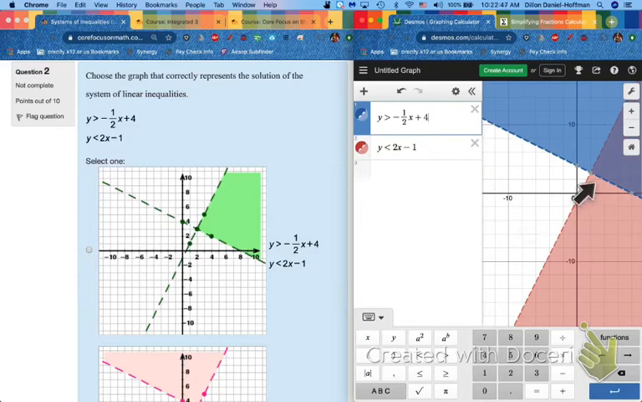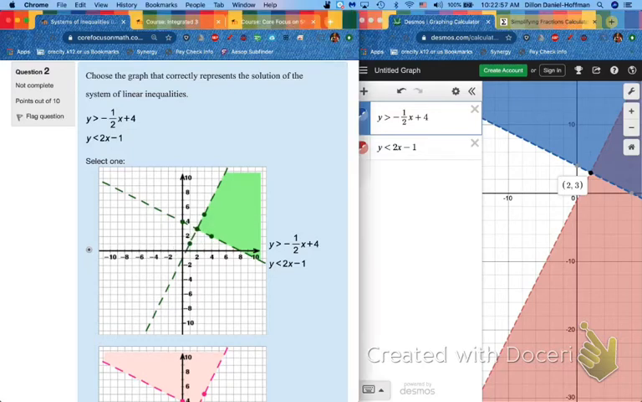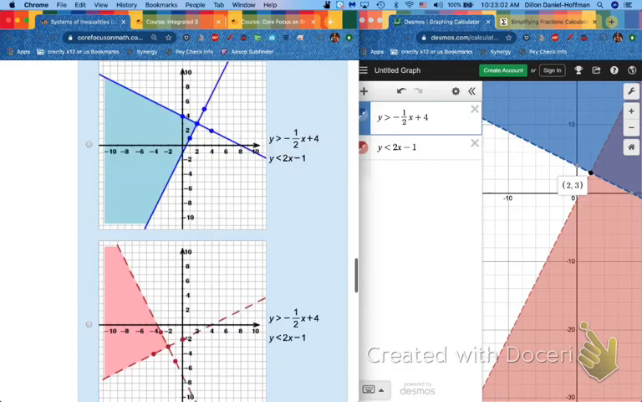And this is another one that looks like it might be the first one. The point 2, 3. Yep, shaded on the right, both dotted. That's probably the first one again. This is up. This is left and all solid lines.